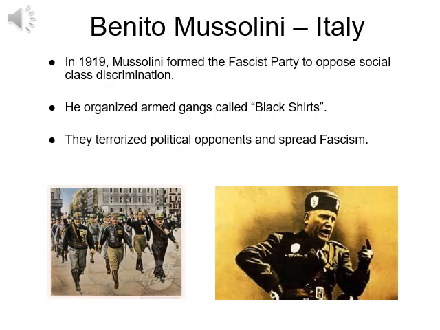So shortly after the Treaty of Versailles was signed, Mussolini formed the Fascist Party in 1919 to oppose social class discrimination. As part of that, he organized armed gangs called the Black Shirts. This was like a domestic terrorist group. They terrorized political opponents and helped spread the message of fascism throughout the country, gaining strength as they moved on.